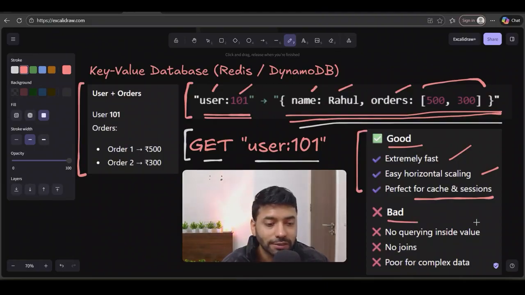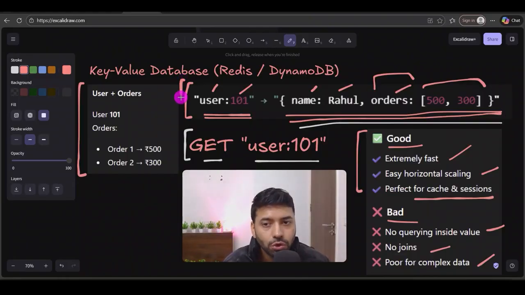Now let's see the bad things. So the first bad thing is you cannot query inside the value. You can simply query for the key, like you give the key and you get the value, but inside the value, say for example we have these orders, you cannot query for this. So you cannot query inside the value. Okay, next thing is you cannot do any joins in the key value database. It's not supported. And another point is it is poor for complex data. Here you can see everything is present in this value part and you cannot query. So if this becomes complicated, overall this is not sustainable.